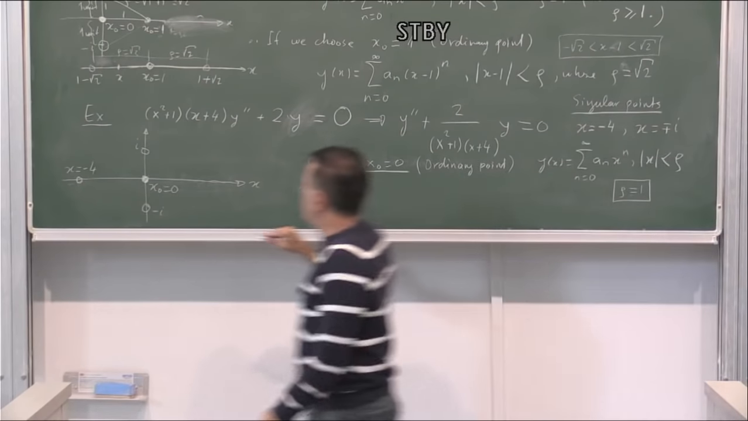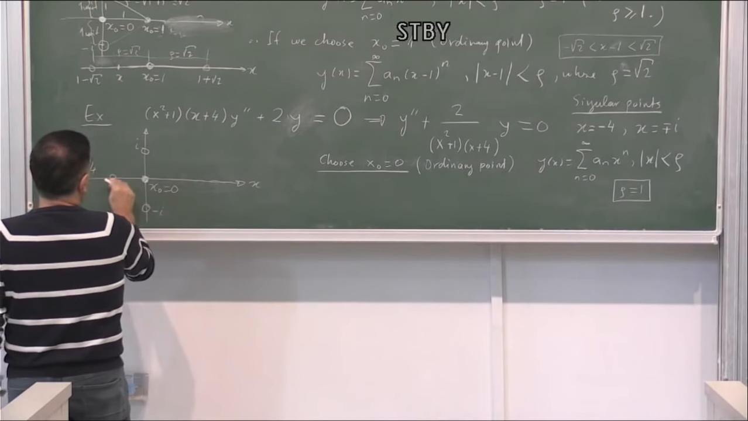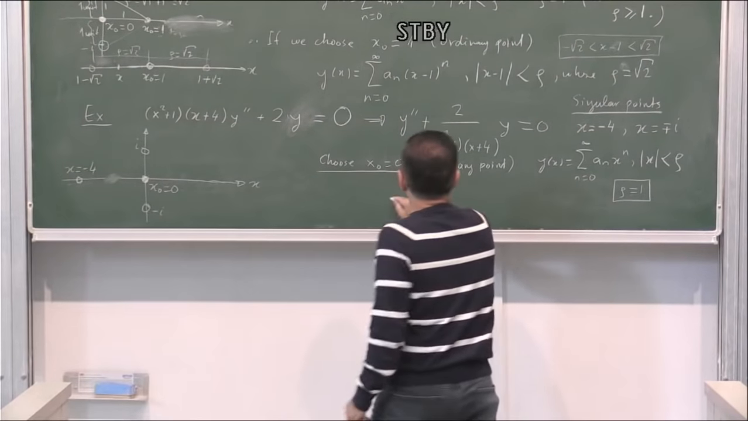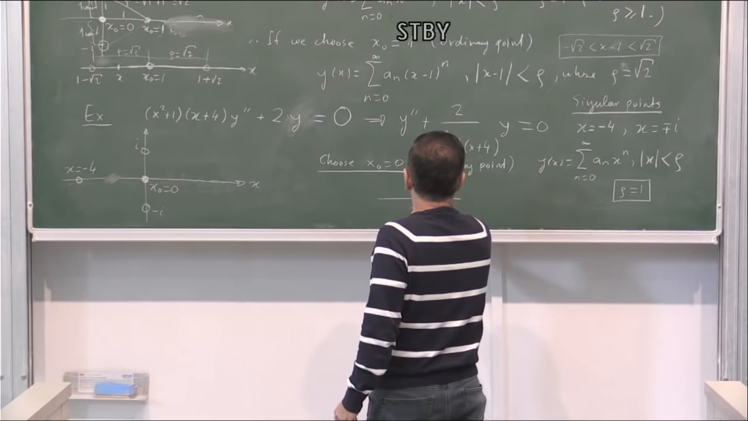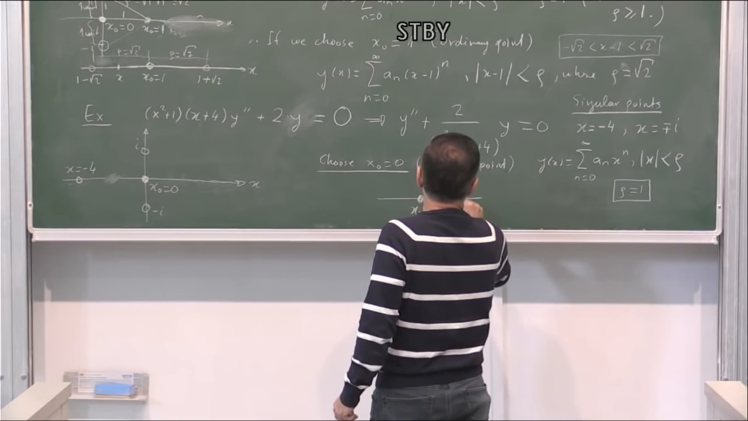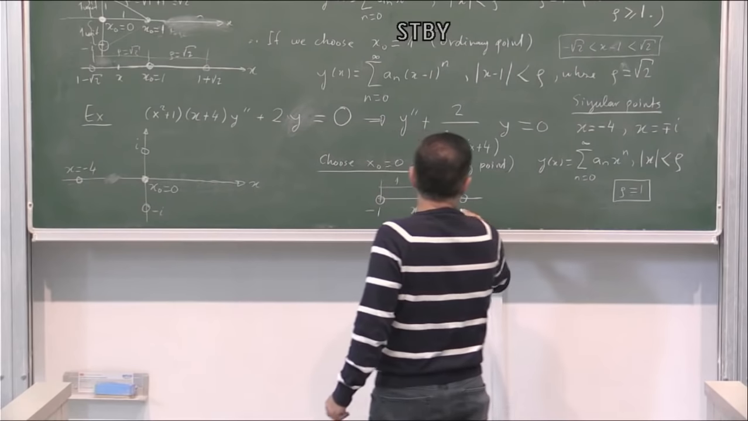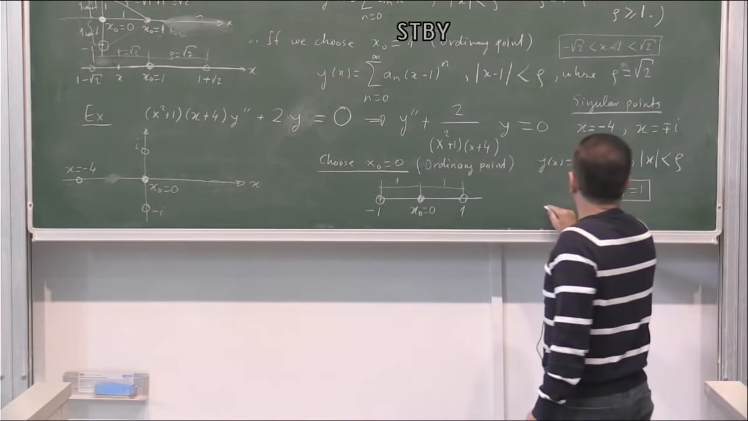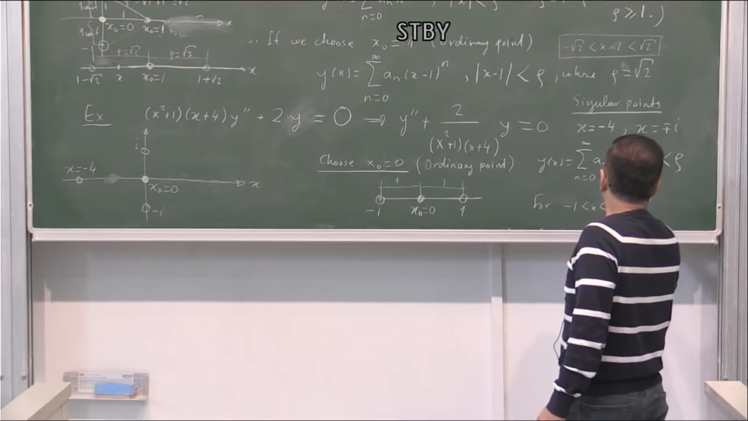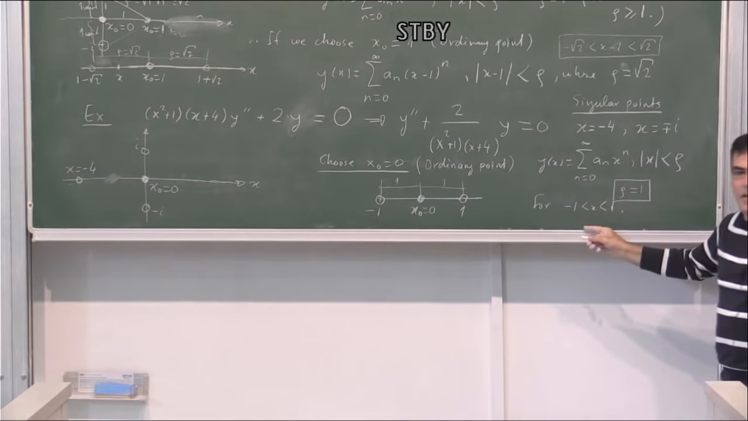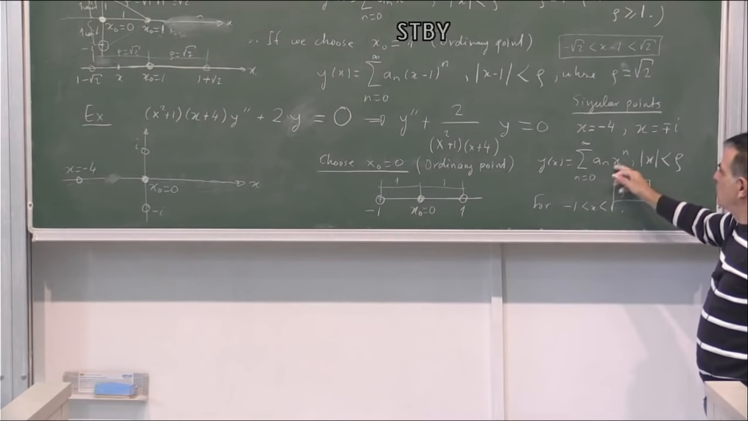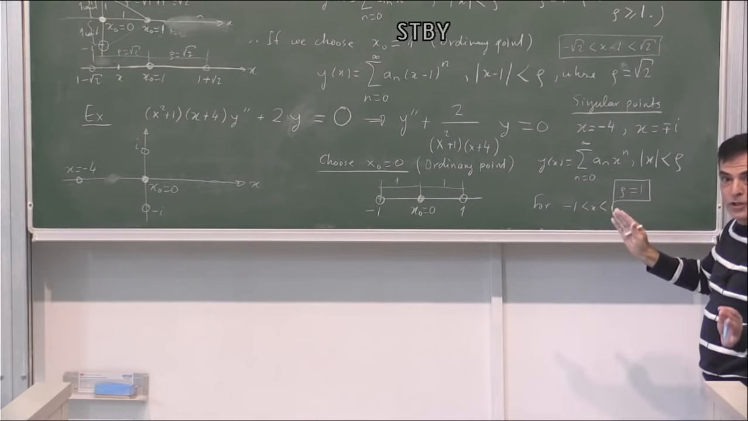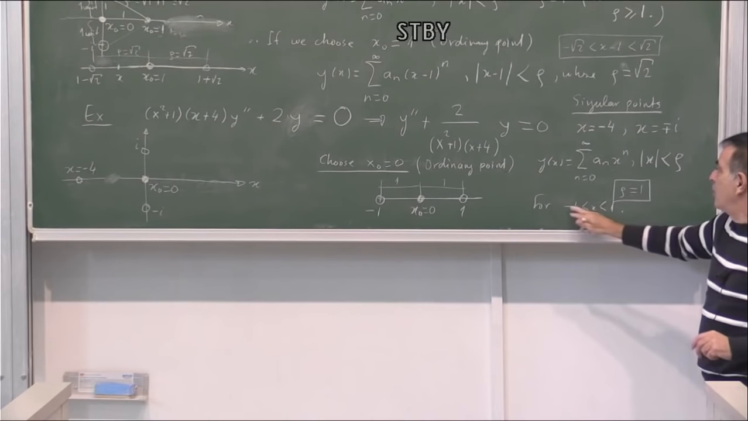So on the real line, this solution will be valid. Here is 0, and 1 unit away, so this is minus 1 and 1. So for this interval, such a series solution is guaranteed to converge from minus 1 up to 1.